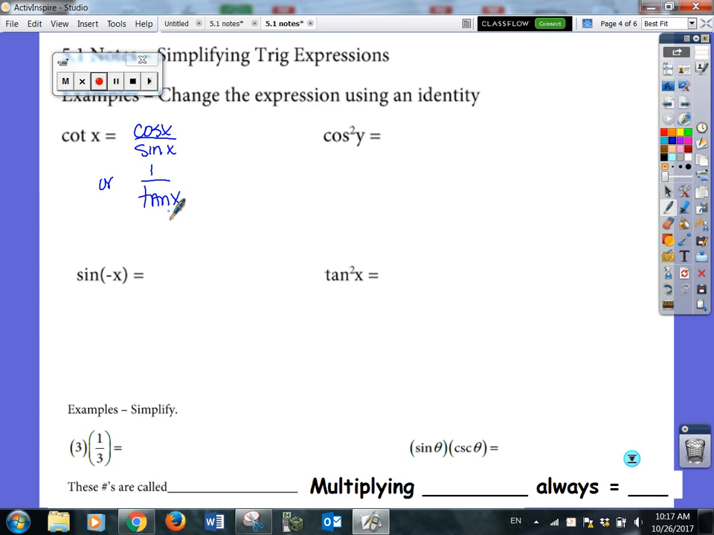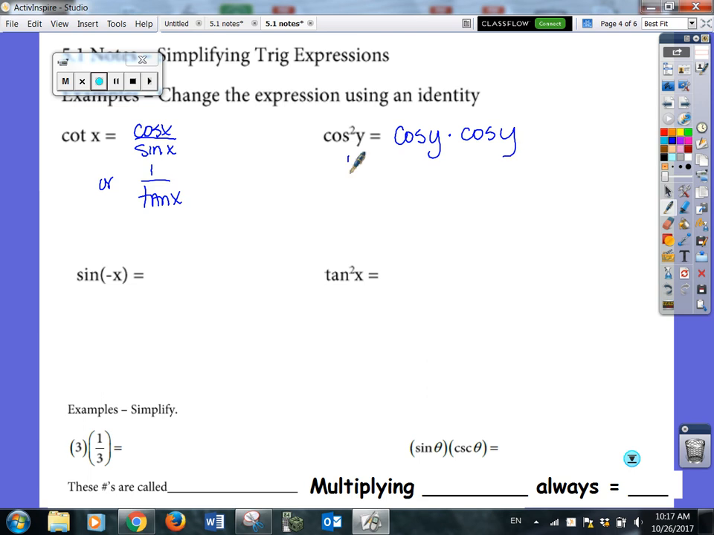Now this next one, cosine squared y. What cosine squared y means is cosine y times cosine y. Alright, notice the y is not being squared. Cosine y is being squared. Cosine y times cosine y. So we could write that a couple different ways also.